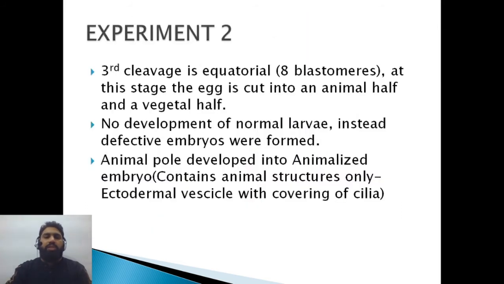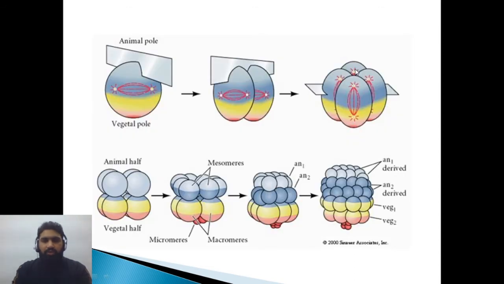So we are doing this by using another experiment. So this is experiment 2. What is experiment 2? After the third cleavage, we know the third cleavage is equatorial. Here it was the first cleavage. Here it is the second cleavage. Now it is the third cleavage. After the third cleavage, you are getting 8 cells.